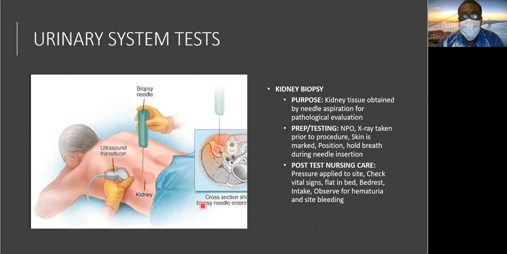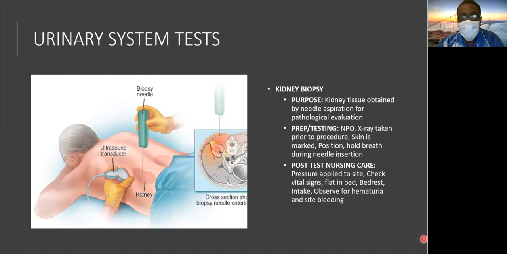An X-ray is taken prior to the procedure. The skin is marked to indicate the lower pole of the kidney. On the lower pole, you have fewer blood vessels, and an imaging device such as this helps guide the needle into the kidney to remove tissue. Usually the patient is kept in a prone position and the client is instructed to hold his or her breath during needle insertion.